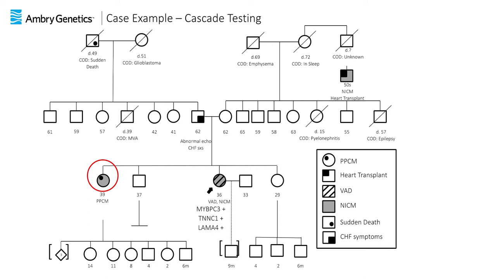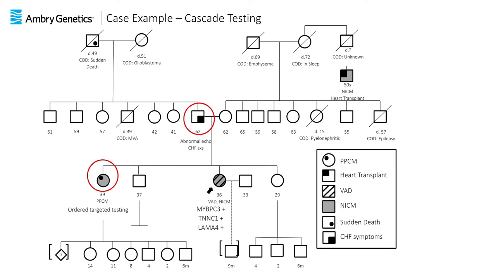Interestingly as well, the father reported that he had subsequently had an abnormal echocardiogram too, and that he was experiencing symptoms of congestive heart failure. Therefore, we moved on and ordered targeted testing for the three variants that had previously been found in our proband in the affected sister. We did this to perform what is called segregation testing, to see which of the three variants were also present in her affected sister, of the initial three that had been found in our proband.